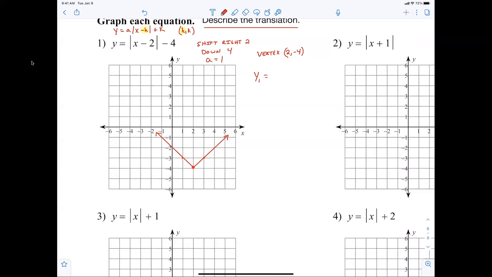Does anybody have any issues graphing the absolute value? I have a question. So why do you graph the line on the left?